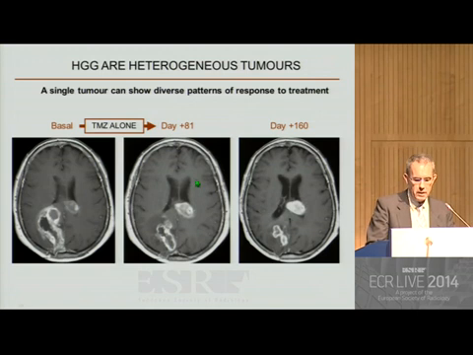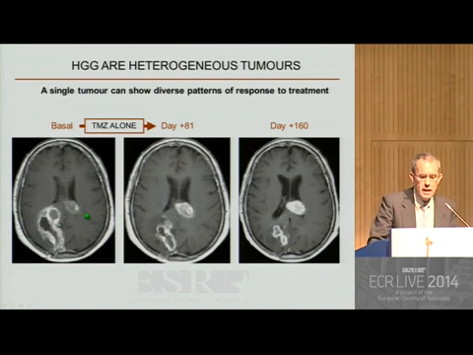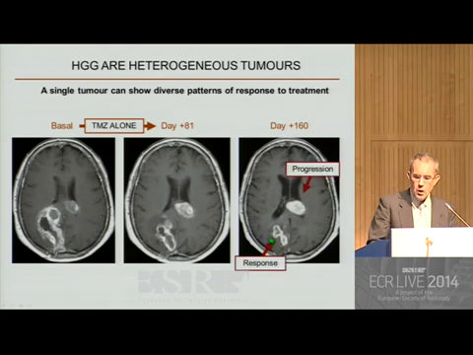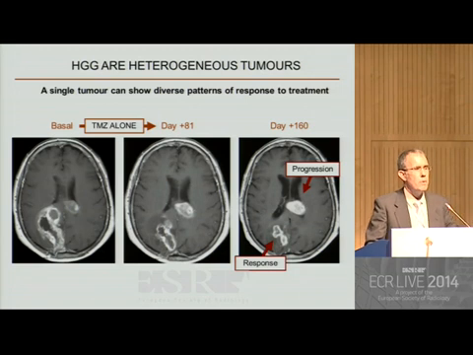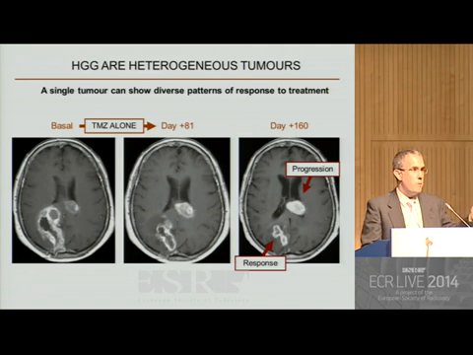And this is an example. Here you can see a necrotic tumor, glioblastoma by biopsy. In the corpus callosum, there is an area of fine contrast enhancement. After treatment with chemotherapy alone, in the follow-up at 81 and 160 days, we can find that this parieto-occipital area shows response, while this other area in the corpus callosum shows progression. The same tumor, same treatment, different areas, different patterns of response. It's very difficult to give a global assessment of the response of a tumor that shows different patterns in different locations.